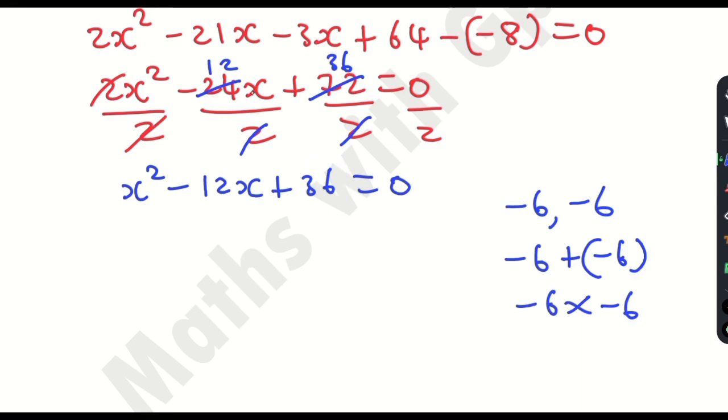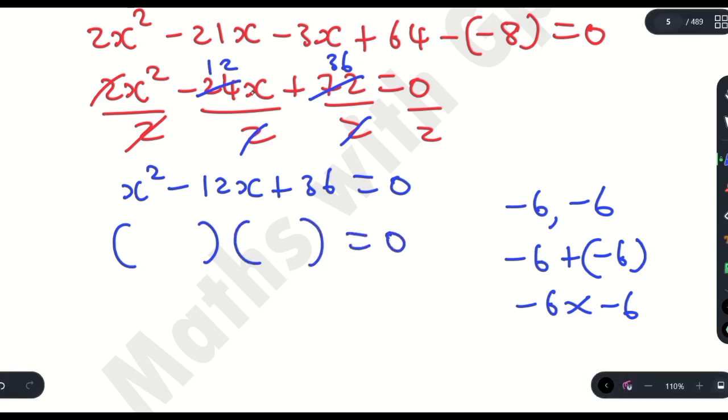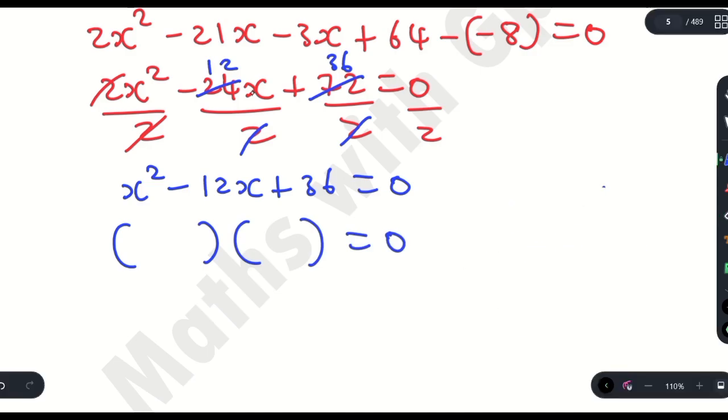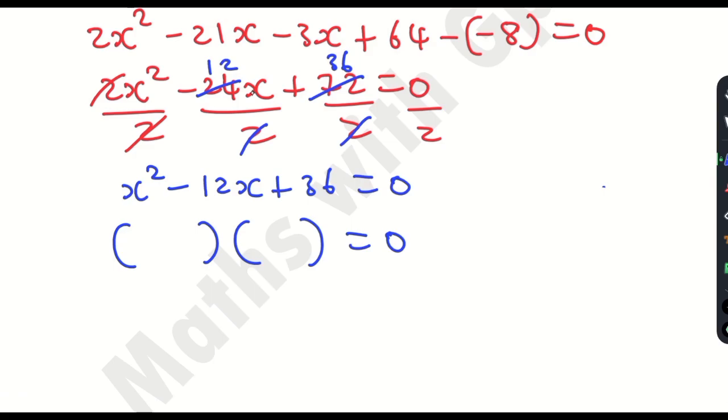So let's use that. Open two brackets to save time and equate all of this to 0. Let me erase this here to keep this neat. Now that, you know, the two factors we had was negative 6. So x minus 6, put it here, and what? X minus 6. All is equal to 0.